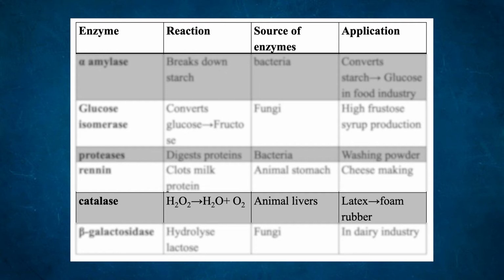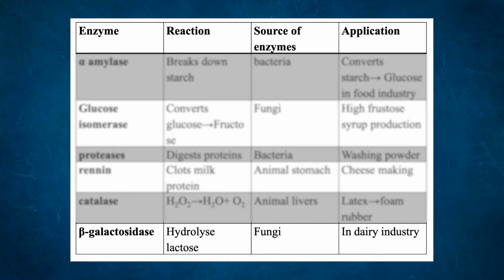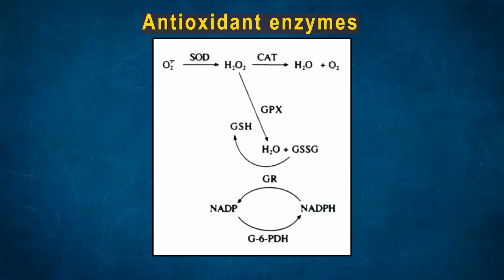Catalase converts H2O2 to H2O as well as O2. It is extracted from animal livers. Once again, it is needed in the rubber industry to convert latex to foam. Beta-galactosidase is needed to hydrolyze the lactose sugar. The source is fungi, and it is needed for the dairy industry. Antioxidant enzymes, superoxide dismutase, catalase, glutathione peroxidase as well as glutathione reductase, are needed to scavenge superoxide as well as many other oxyradicals produced during oxidative stress in the cell.